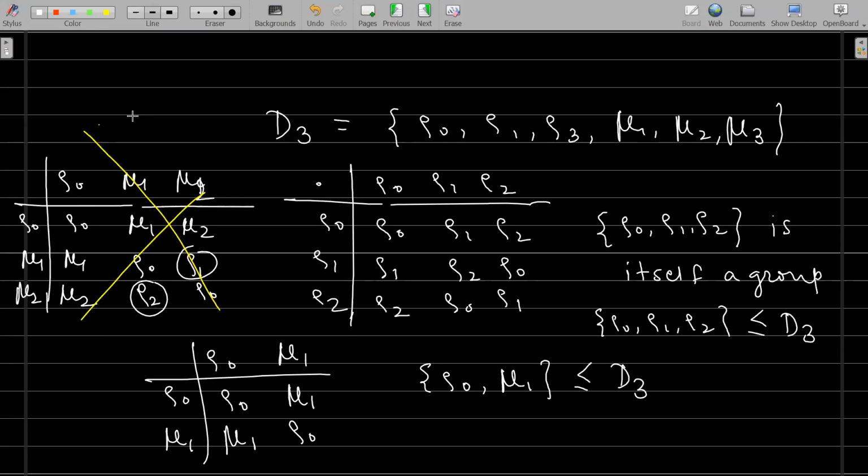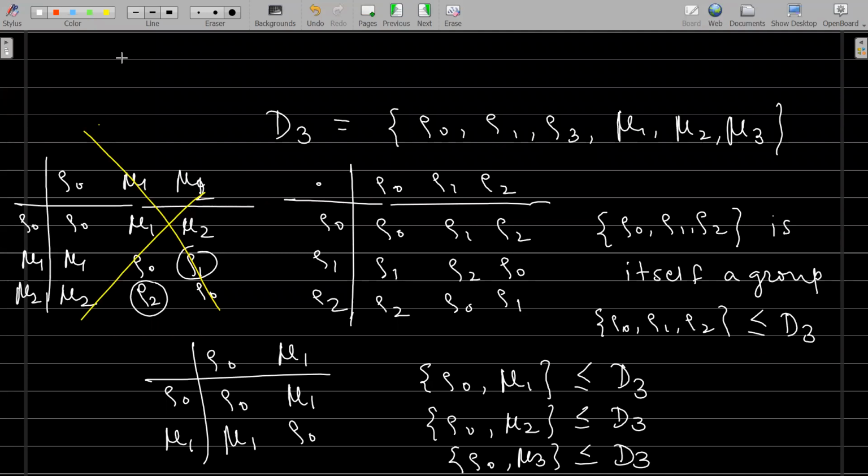So something like rho naught mu1 is a subgroup. Now you see by symmetry, I can have something like rho naught mu2 is a subgroup, right? Something like rho naught mu3 is a subgroup, right? This is a subgroup: rho naught rho1 rho2, right? But this won't form a subgroup, right?